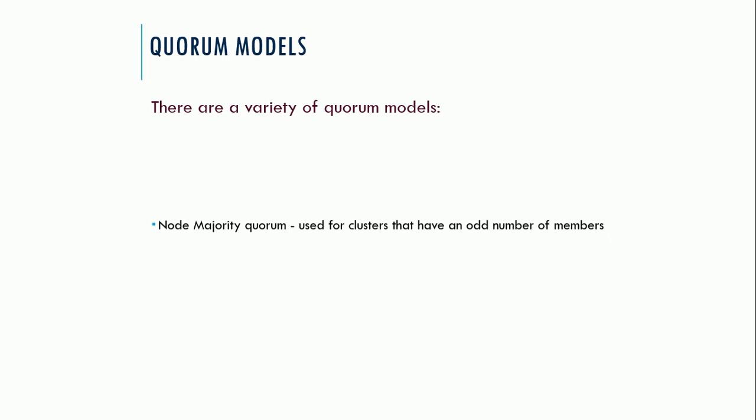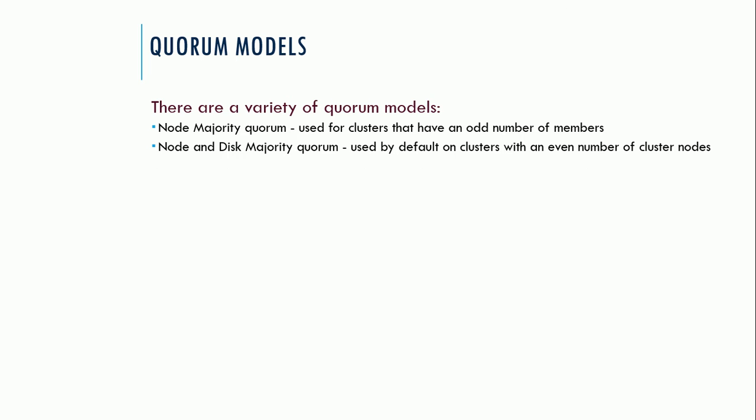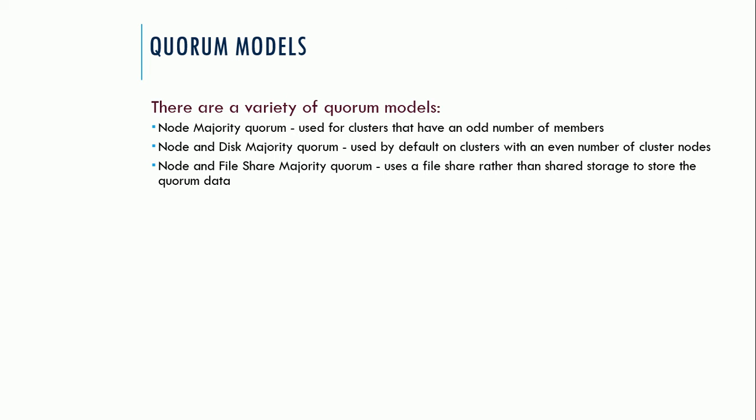So there's a variety of QUORUM models. You have the node majority QUORUM used for clusters that have an odd number of members. And then you have the node and disk majority QUORUM, which is used by clusters that have an even number of clustered nodes, and node and file majority QUORUM, which uses a file share rather than a shared storage to store the QUORUM data.